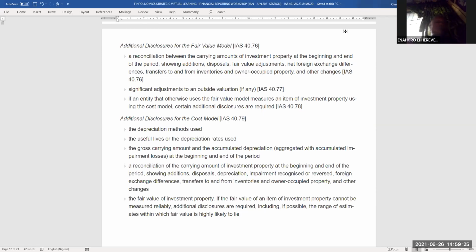None at all from my end. I want to ask, can we consider an investment property as a qualifying asset for the purpose of capital allowance?